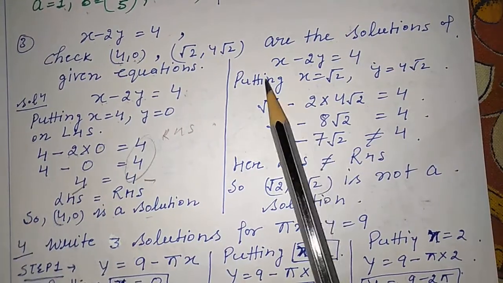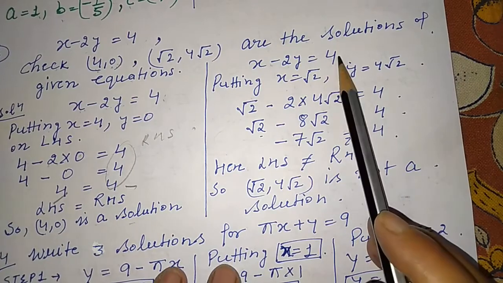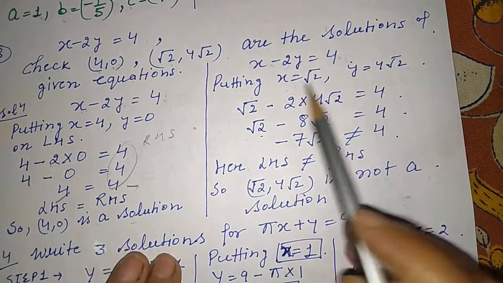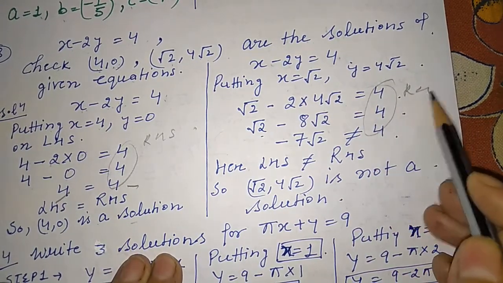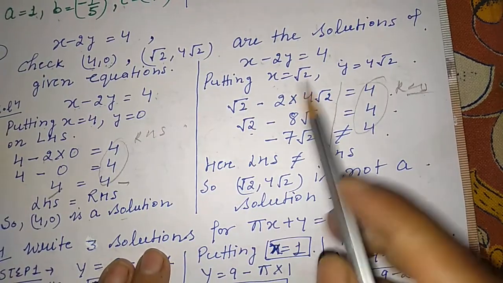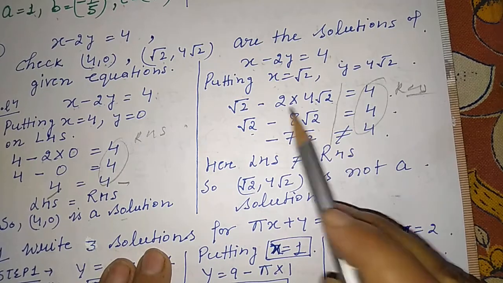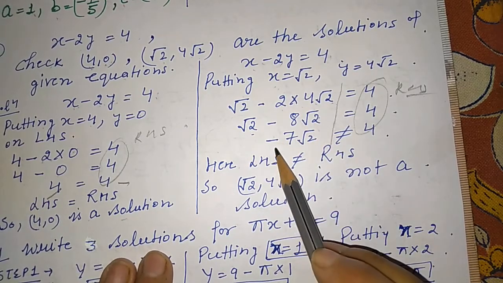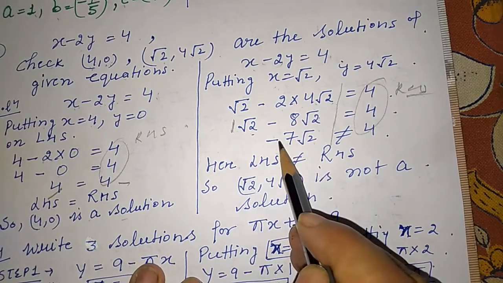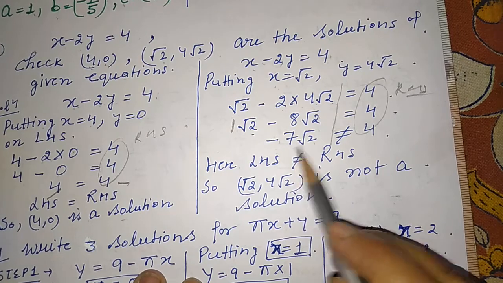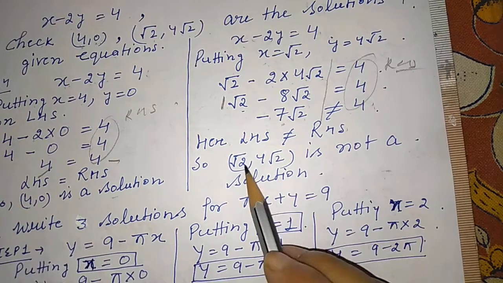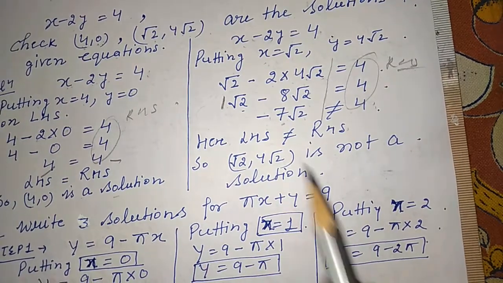Similarly, second, x minus 2y is equal to 4. We have to check now whether (root 2, 4 root 2) is a solution. Again, this is our right hand side, and we are putting the values in the left hand side. This is x, root 2, minus 2 into 4 root 2, which is 8 root 2. If we subtract, we get minus 7 root 2, because root 2 is 1 root 2 and 1 minus 8 gives 7 root 2 in magnitude. So this is not equal to 4. Left hand side is not equal to right hand side. It means (root 2, 4 root 2) is not a solution of the given equation.